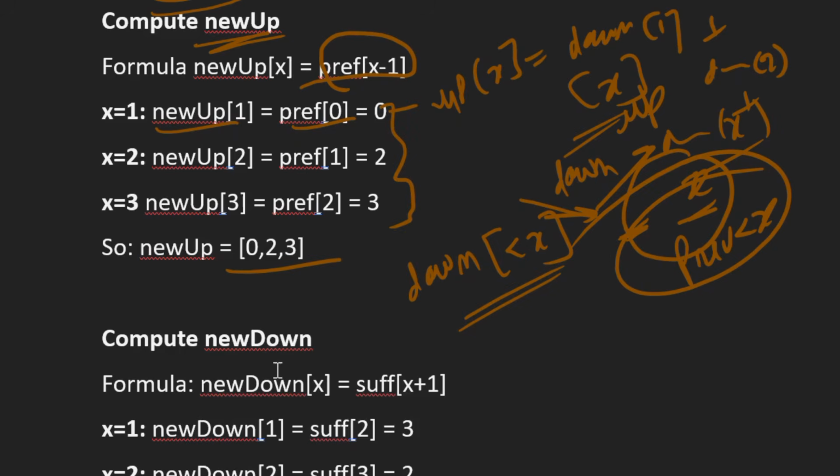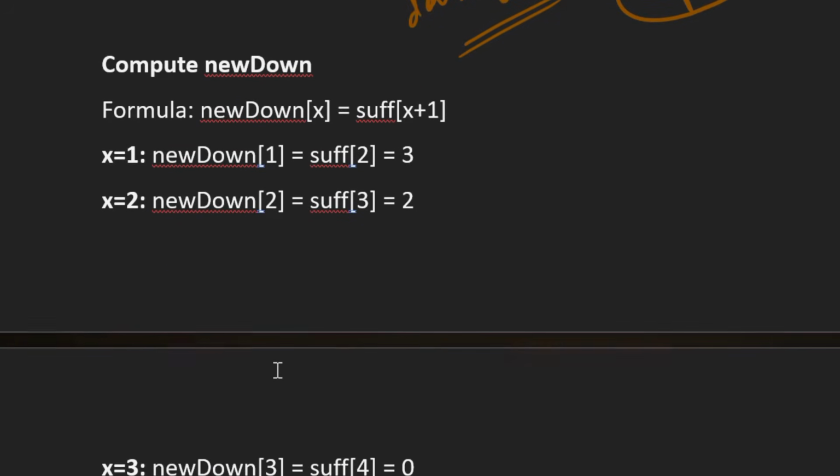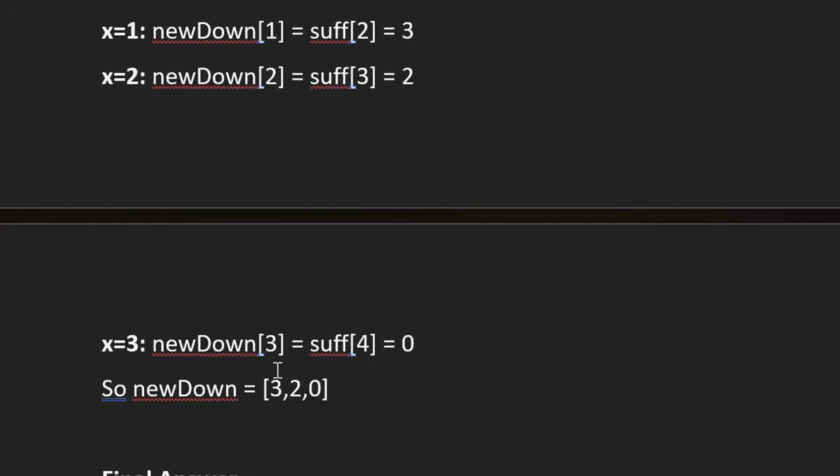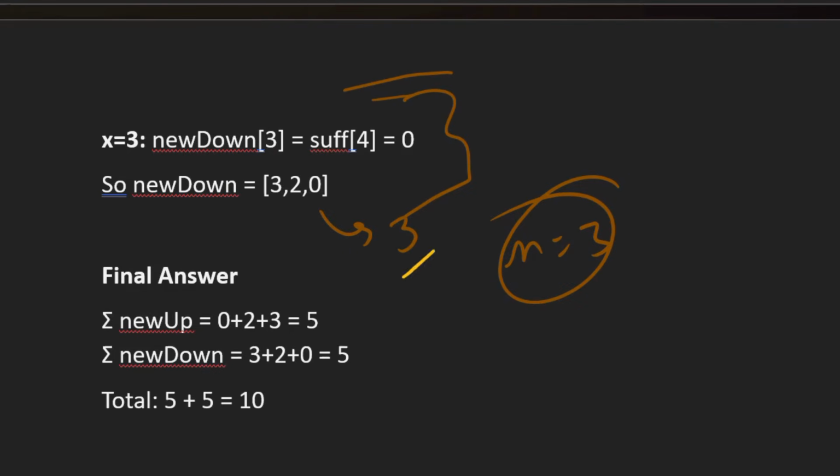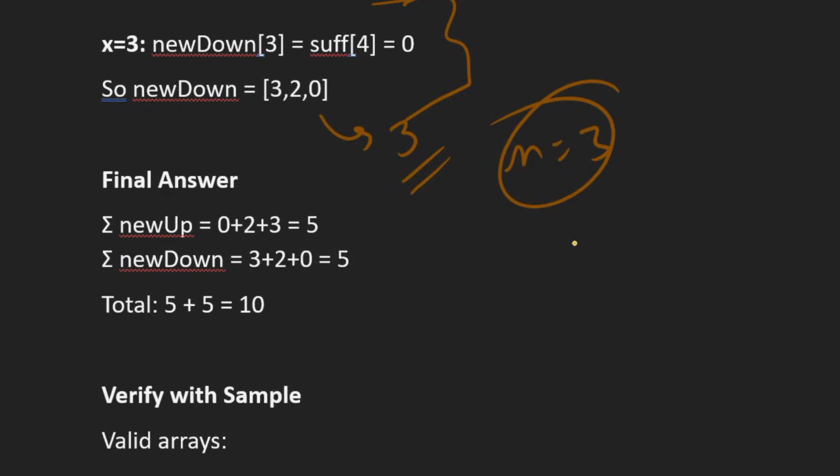And then, as we know, to find the new down array we need suffix. So using that suffix array we will find the new down array also, right? And as we know our n is equal to 3 only, so these new up and new down arrays are storing valid arrays of length 3. So now we need to find the total valid arrays.